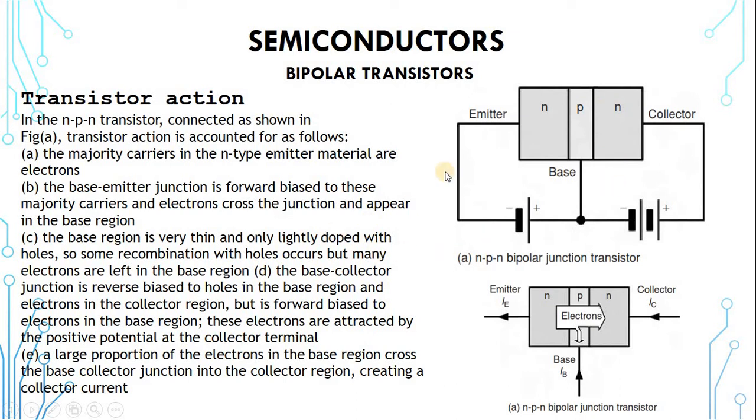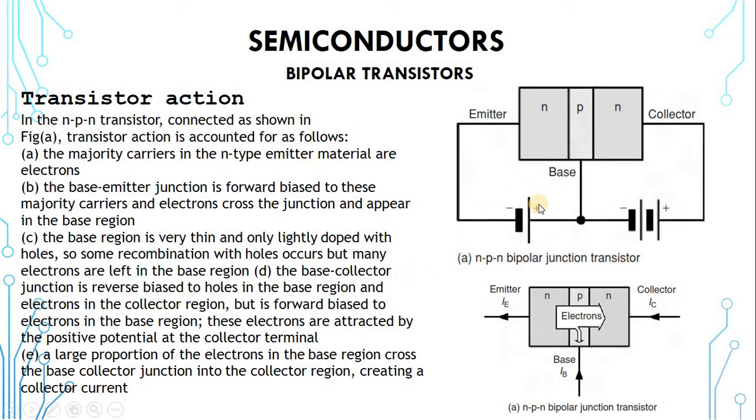For the proper operation of the transistor, like I said, the base material is usually lightly doped. It has very few holes here, if it's an NPN. And for proper operation also, the emitter-base junction should always be forward biased, and the base-collector junction should be reverse biased. How does this work?